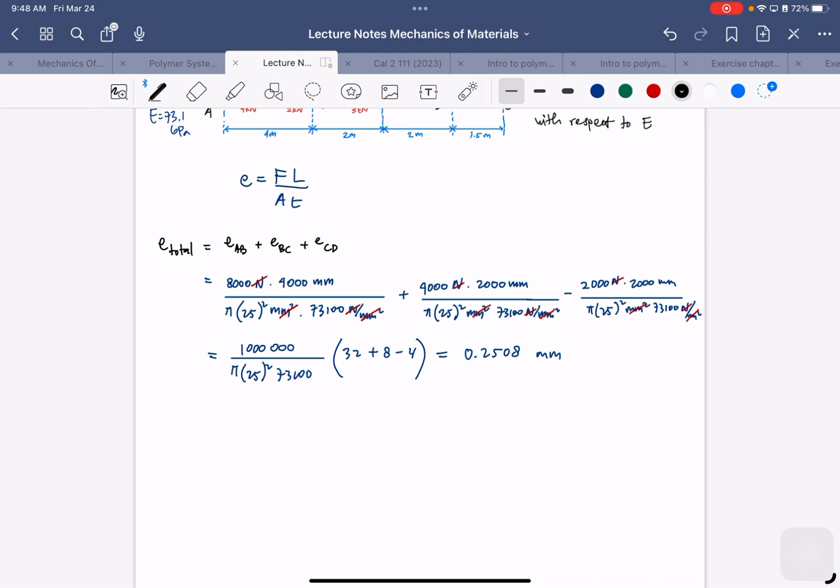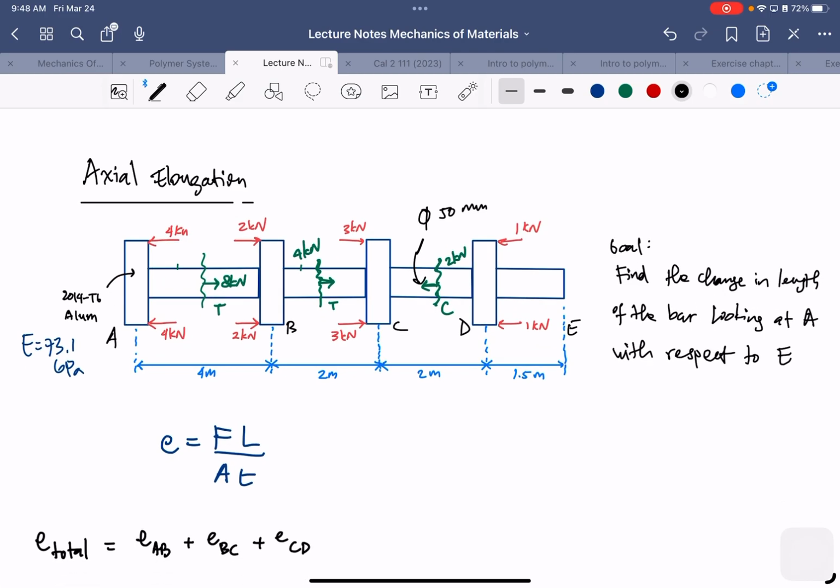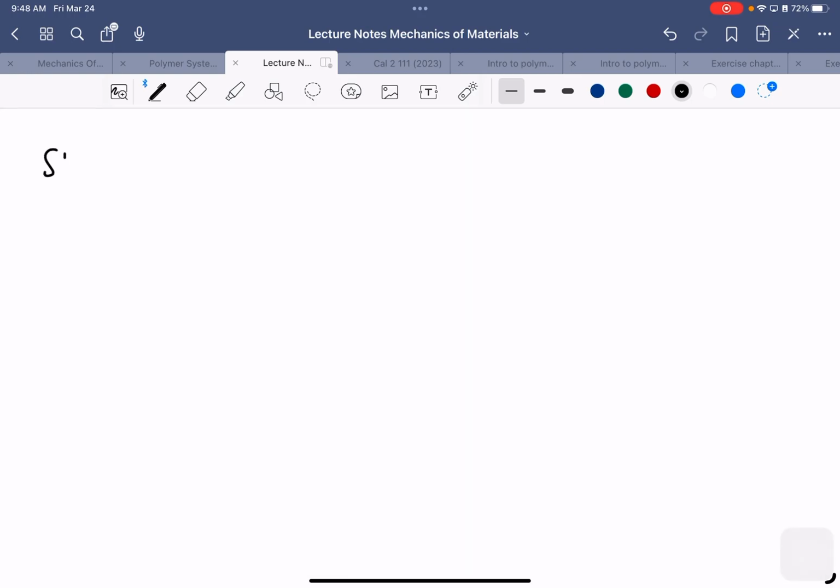I think one more example. Let's see. Let me write this for statically determinate structures. Maybe let me write it in a new page. So we name this as statically determinate structures.